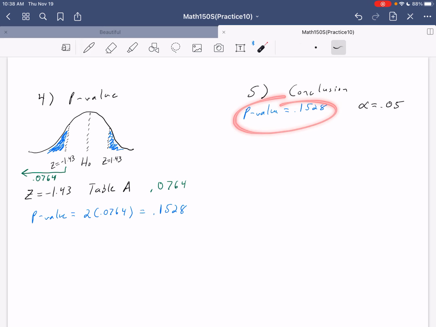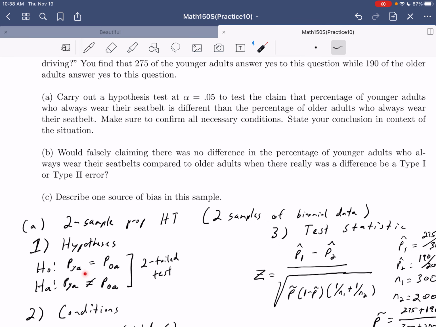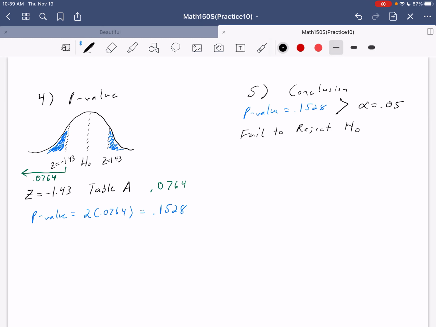How does this compare? Well, certainly it is larger again. So that means we're going to fail to reject H0. So there's no significant evidence for our claim. What was our claim? Well, the claim back here was that the two proportions were not equal, or if you prefer the phrasing here, the claim was that the percentage of younger adults who always wear their seatbelt is different than the percentage of older adults who always wear their seatbelt. So there's no evidence for that claim.